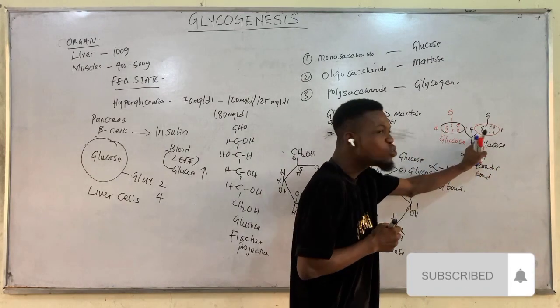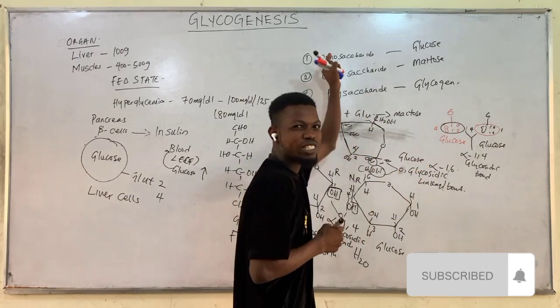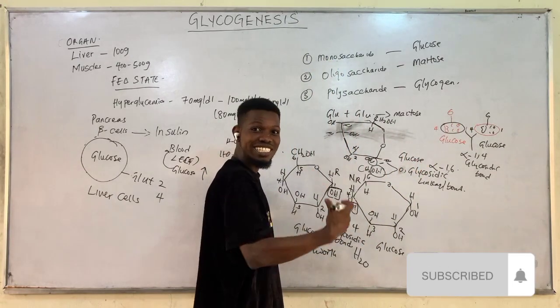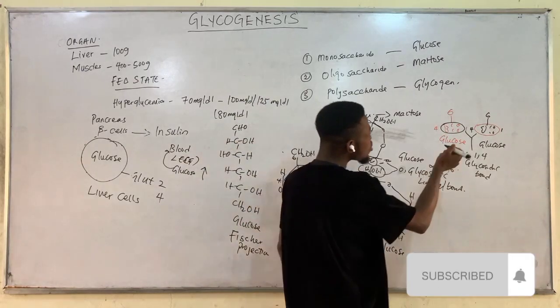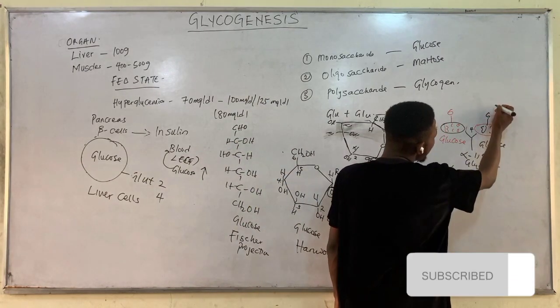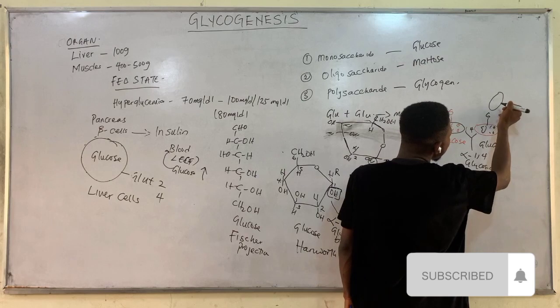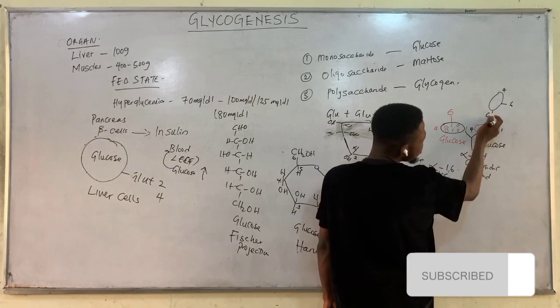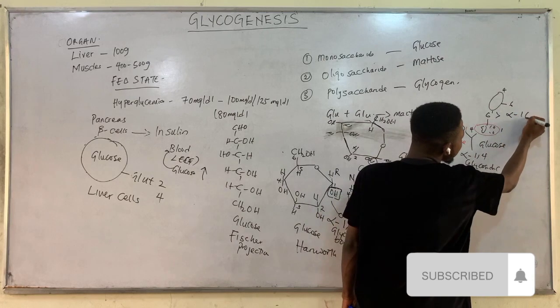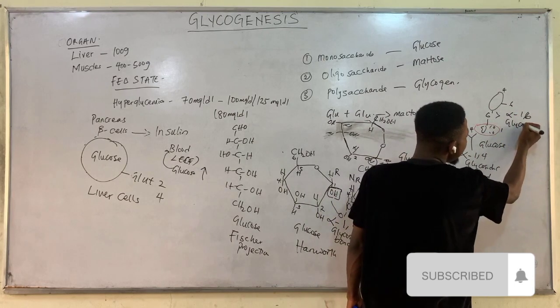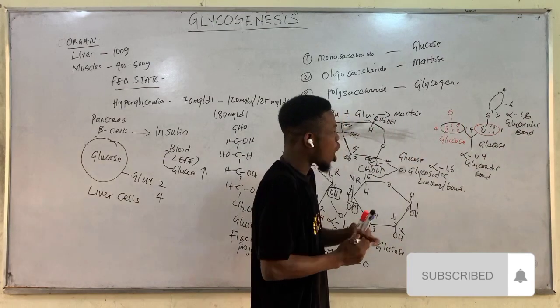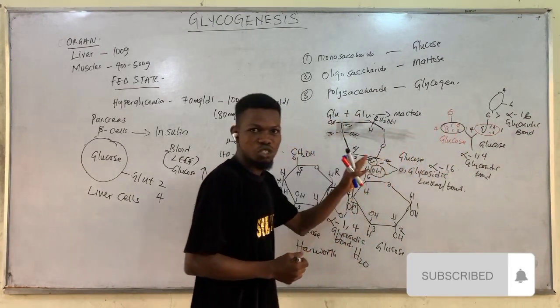So this is what I'll be using when I'm explaining glycogenesis, because I cannot be drawing this structure, to make it easier. So if another glucose binds with this carbon 6, let's say we have another glucose like this, with carbon 1, carbon 4, and carbon 6, then which linkage is it? Alpha 1,6 glycosidic bond. So this is what I'll be using in the process of glycogenesis.